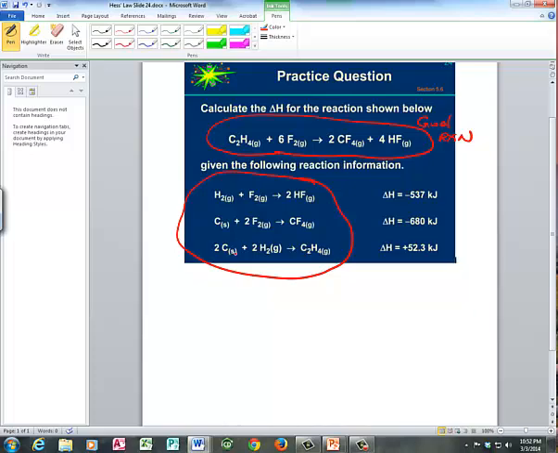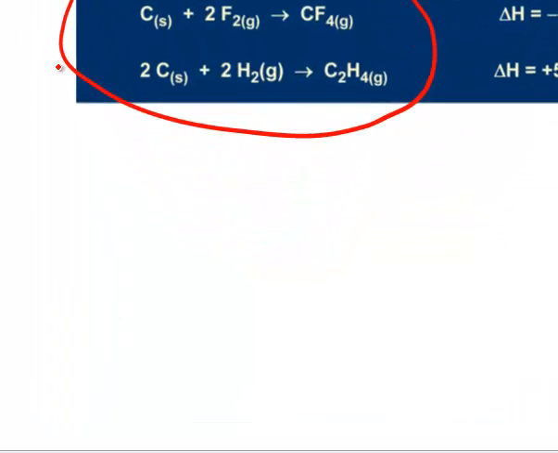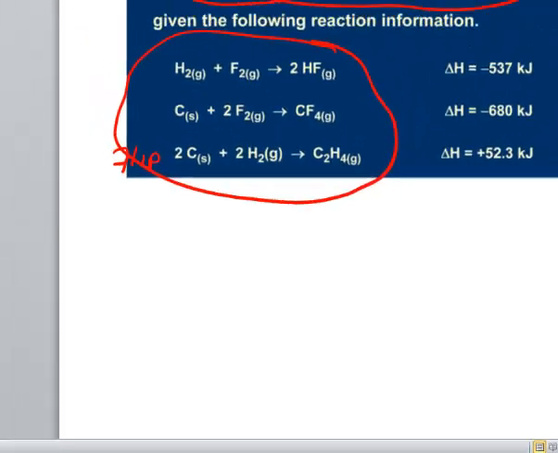Now, I look at this reaction on the bottom here and I see C2H4. And C2H4 is a product in the path reaction, but it's a reactant in my goal reaction. So what I think I need to do is reverse or flip this reaction. So I'm going to flip this bottom reaction. Before we rewrite, let's see if there's anything else we need to do.